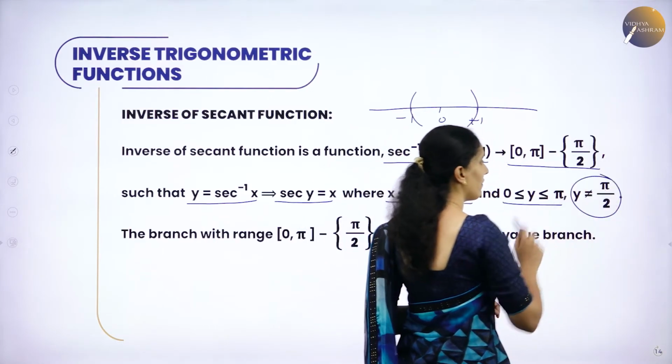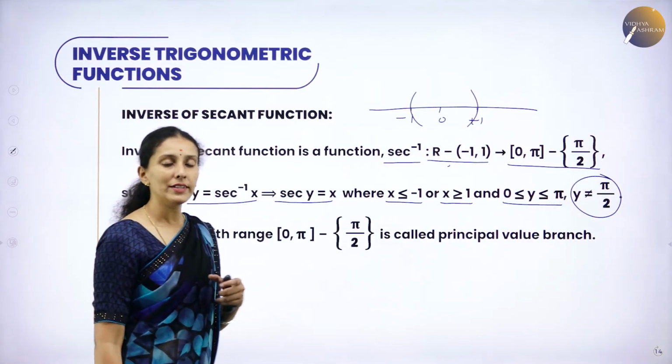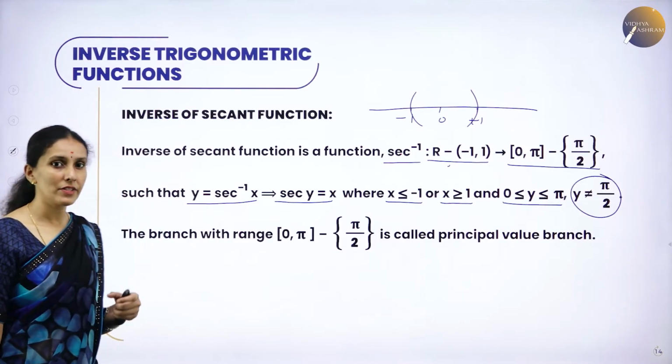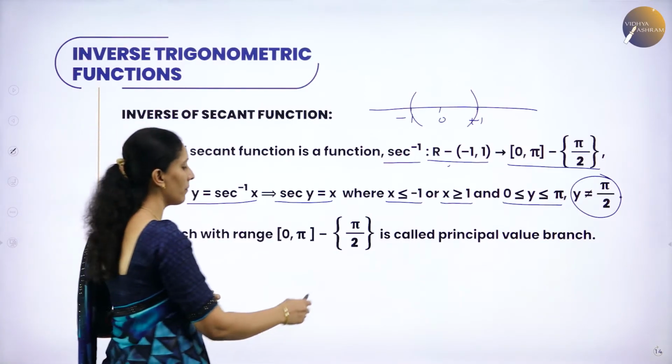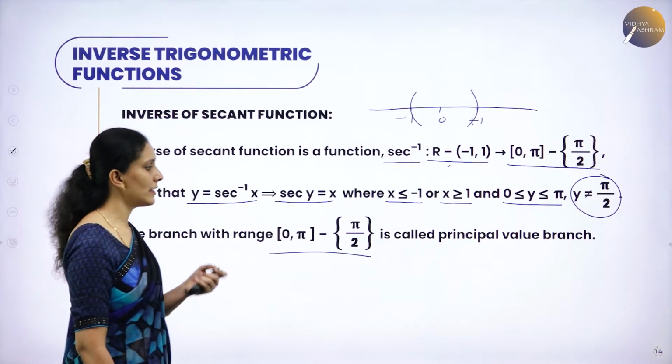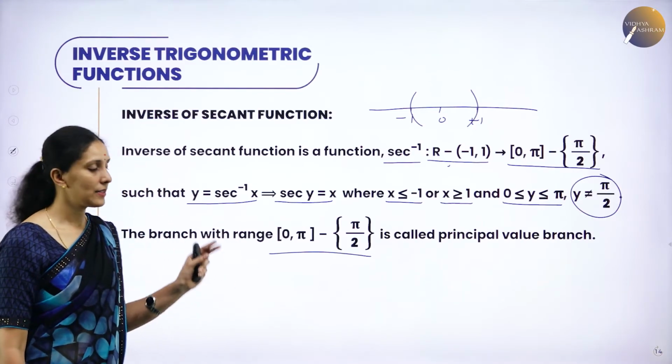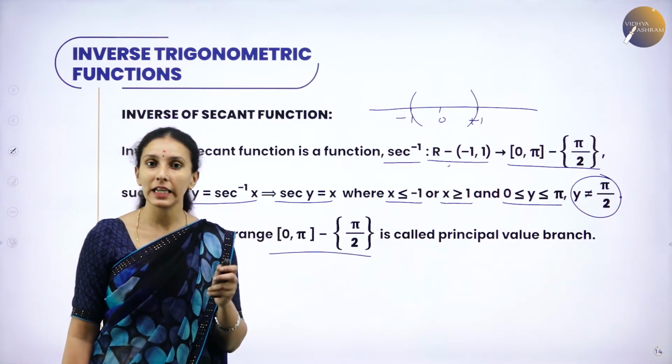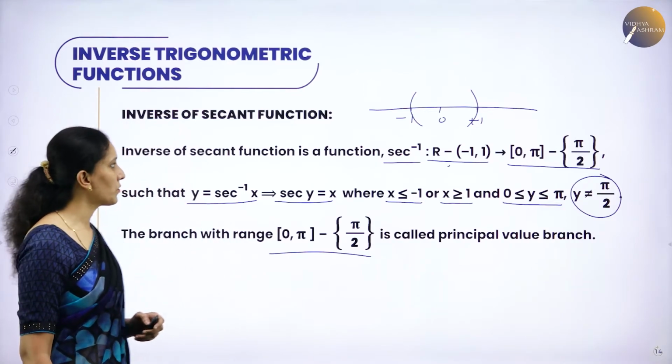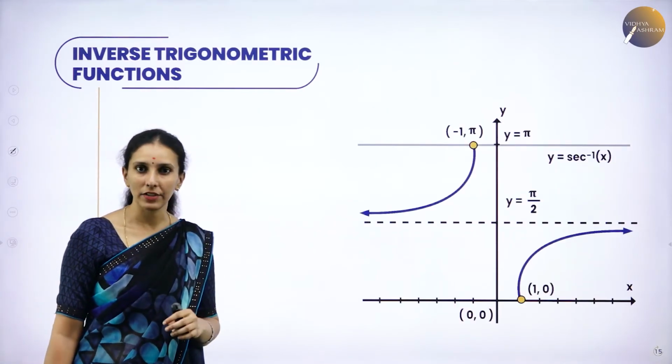Y cannot take the value of pi by 2. Now, what is the principal value branch of the secant inverse function? Obviously, the range is given by [0, pi] minus {pi by 2}. So this is the principal value branch of the secant inverse function. Next, this is the graph of the secant inverse function.